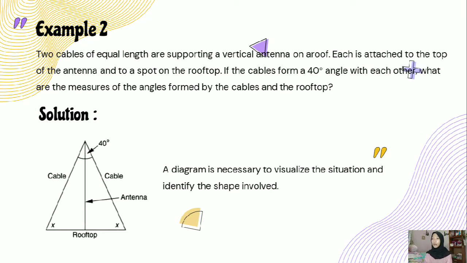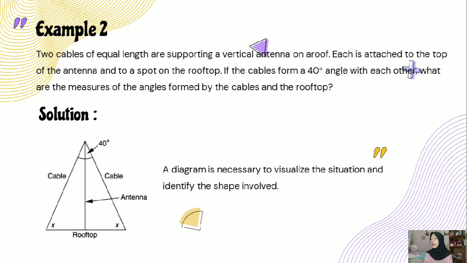Example 2. Two cables of equal length are supporting a vertical antenna on a roof. Each is attached to the top of the antenna and to a spot on the rooftop. If the cables form a 40-degree angle with each other, what is the measure of the angle formed by the cable and the rooftop? And the solution: a diagram is necessary to visualize the situation and identify the steps involved.